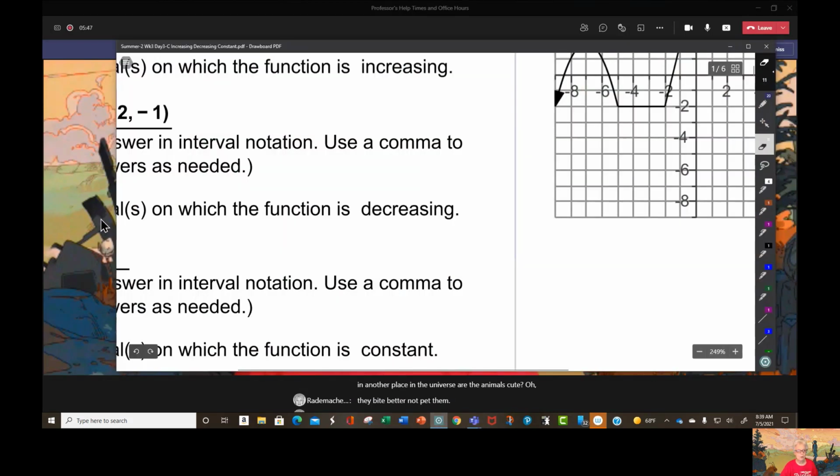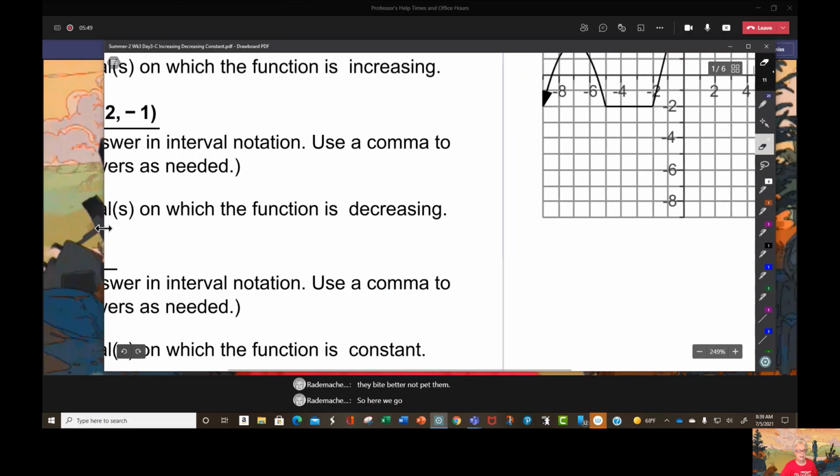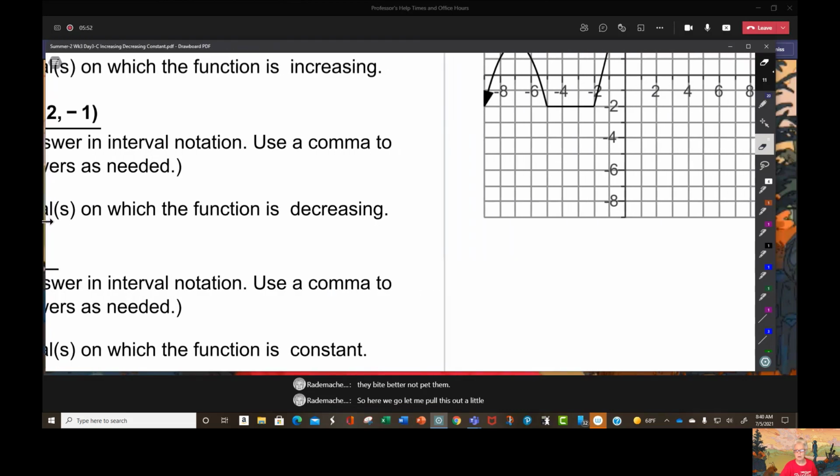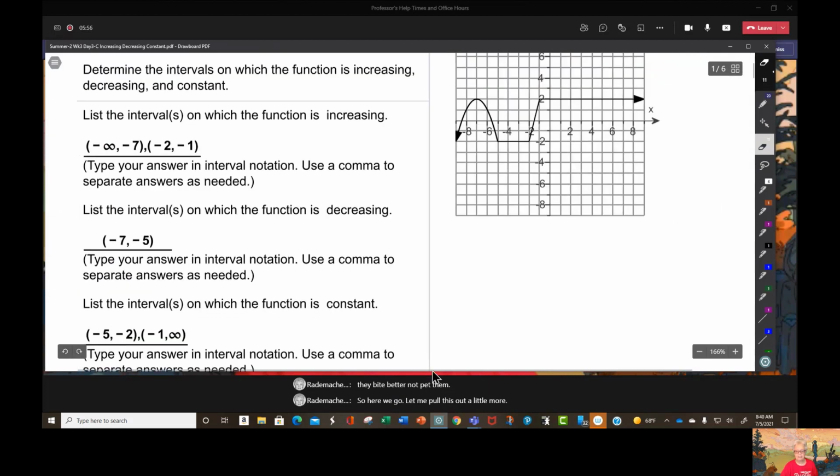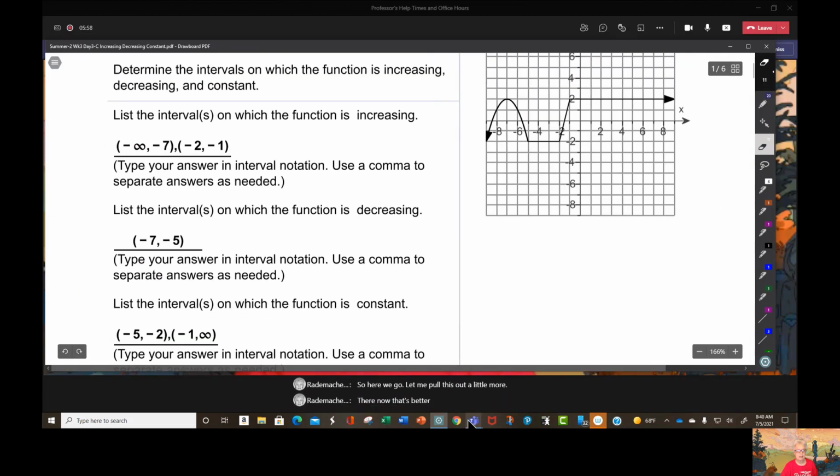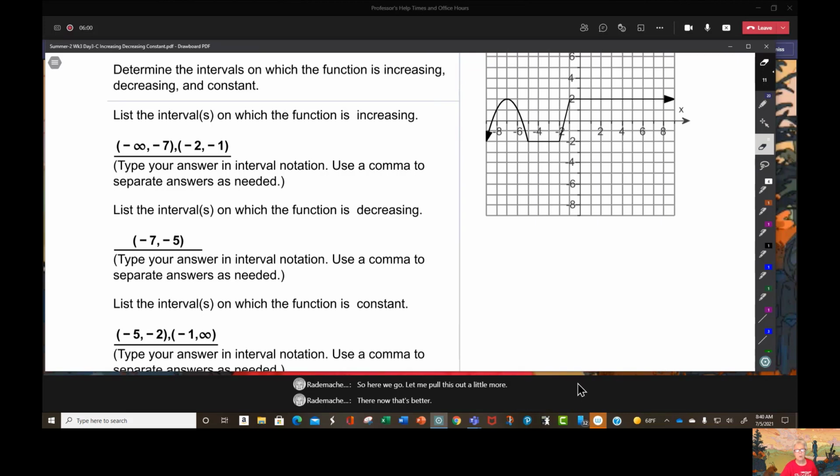So here we go. Let me pull this out a little more. There now, that's better. Okay, we're going to be talking about a subset of the domain first. By subset of the domain, I mean it's part of the domain. Now, what is the domain of this graph? Let's make it bigger.